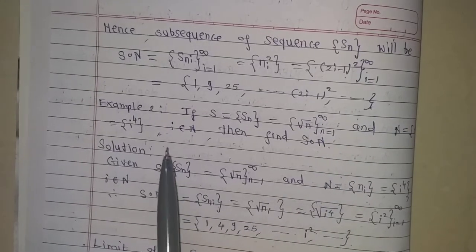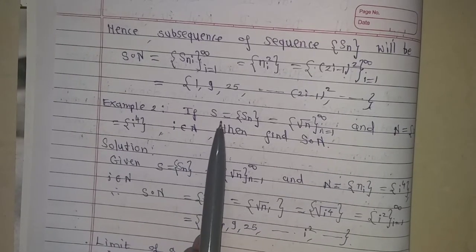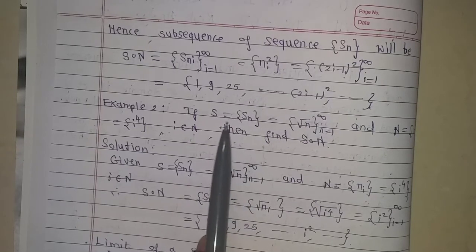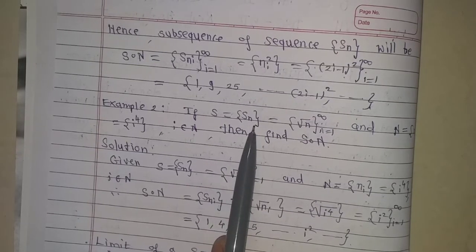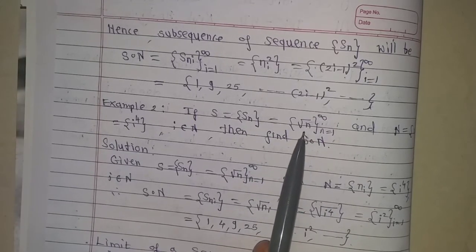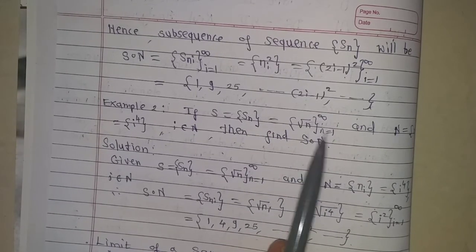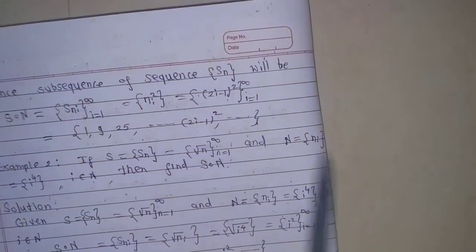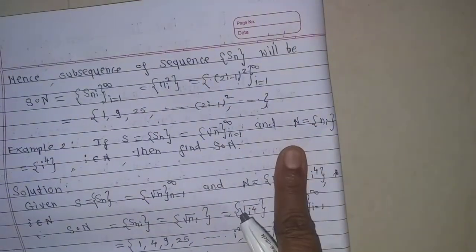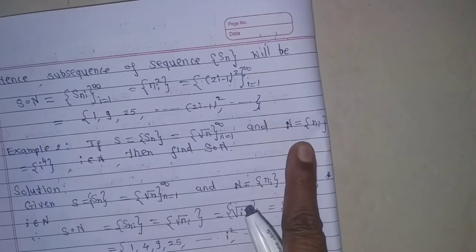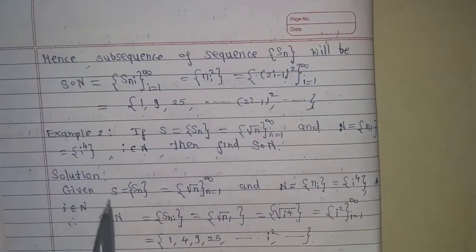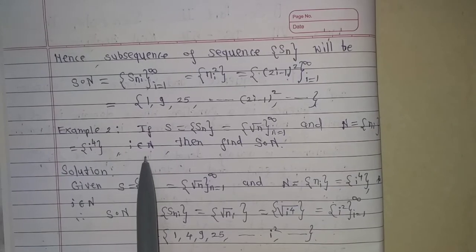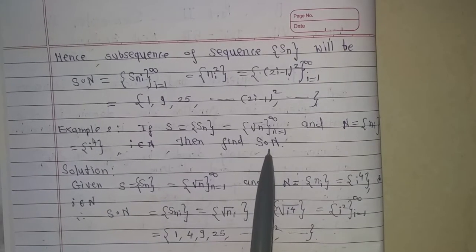Now consider another example. If S equal to sequence Sn equal to sequence square root of n going from 1 to infinity, and N equal to sequence ni equal to sequence i raised to 4, i belongs to N, then find S composition N.